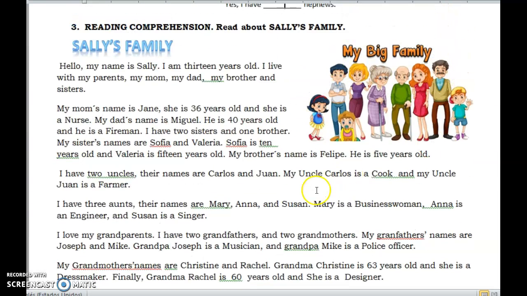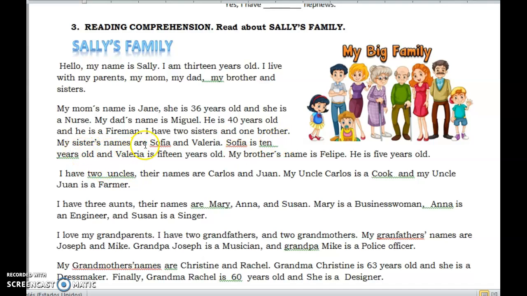Okay, I'm going to read this. Sally's family. Hello, my name is Sally. I am 13 years old. I live with my parents, my mom, my dad, my brother, and sisters. My mom's name is Jane. She's 36 years old and she is a nurse. My dad's name is Miguel. He is 40 years old. He's a fireman.